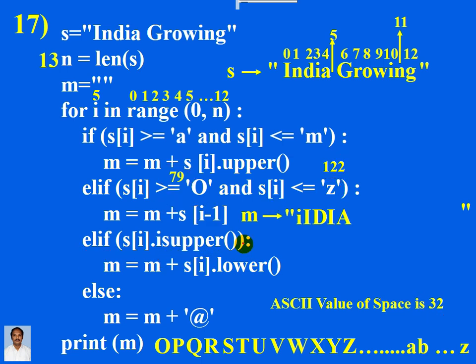So you need to remember 4 ASCII values. For capital A, it is 65. It continues up to Z. For small a, it is 97. It continues up to small z. For character 0, it is 57.